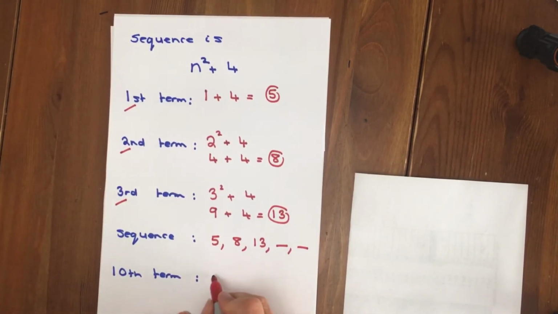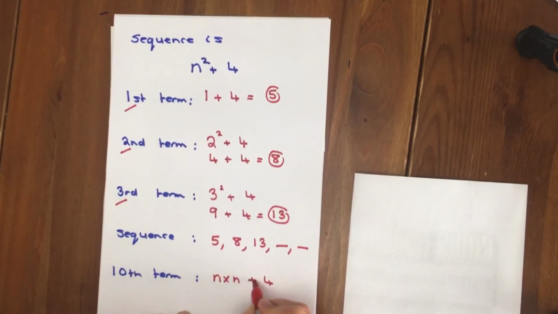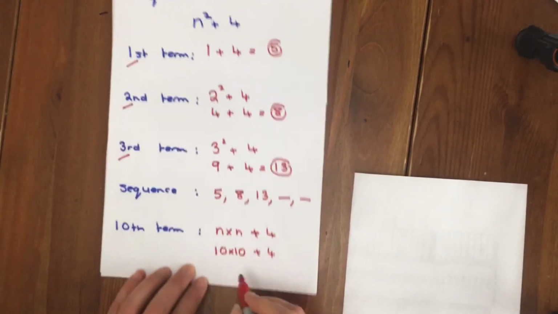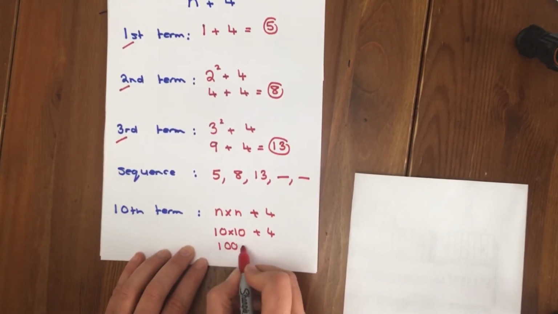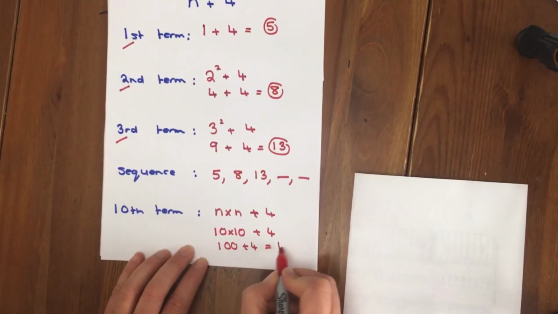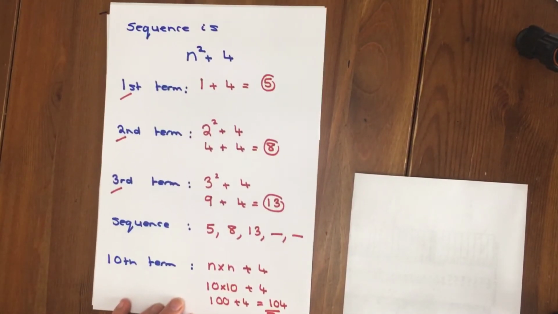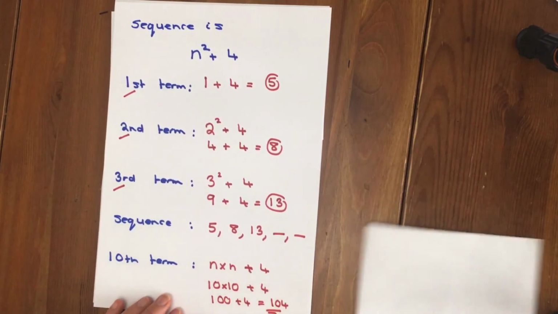So the 10th term, if I just write down my sequence again, n times n plus 4, i.e. n squared plus 4. When n is 10, I've got 10 squared, which is 100, add 4, 104. Okay, so that's the sequence n squared, add 4.